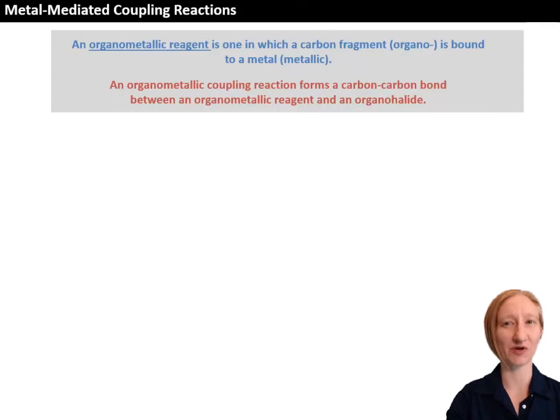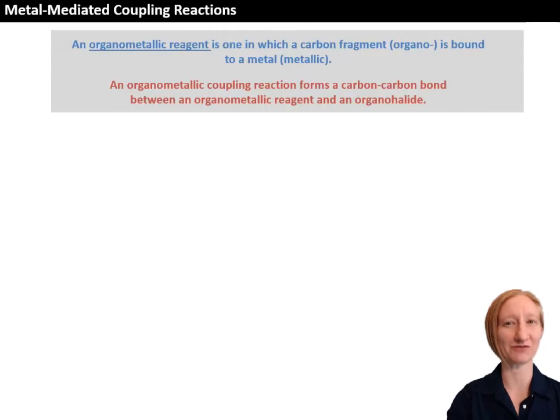We saw that we can deprotonate a terminal alkyne to make an acetylide anion, and that's a good nucleophile. But this only works because that CH bond is very acidic. Most CH bonds can't be deprotonated in that way. And so to make a carbon a good nucleophile, we often use organometallic reagents. An organometallic reagent is one in which a carbon fragment is bound to a metal. And we use organometallic reagents in coupling reactions to form carbon-carbon bonds between the organometallic reagent and an organohalide.